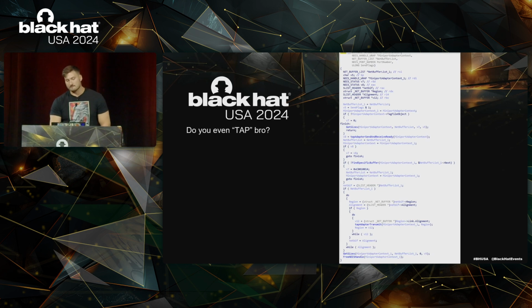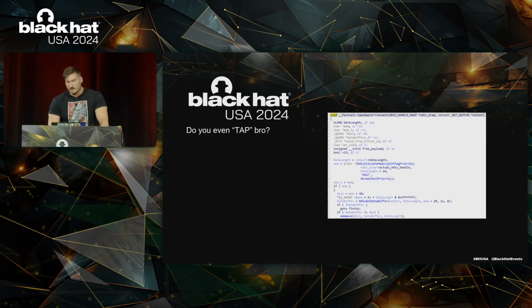And so this is the function definition. First, we have some verification, and then we will call tapAdapterTransmit in a while loop. Now, this is the tapAdapterTransmit function. And first, we can see it calls ExAllocatePoolWithTag. Then it will get this data buffer allocated, and will memmove to it.